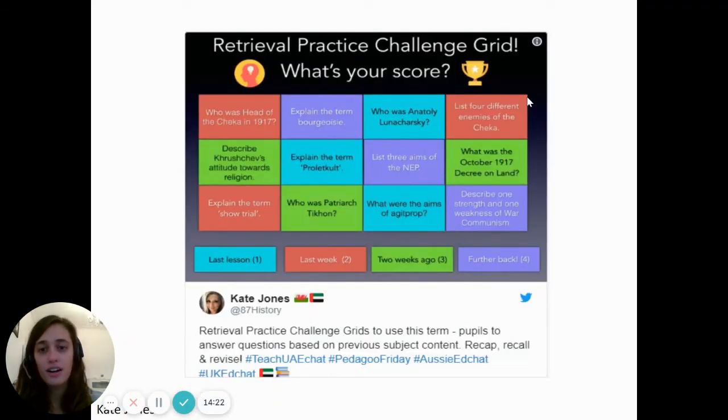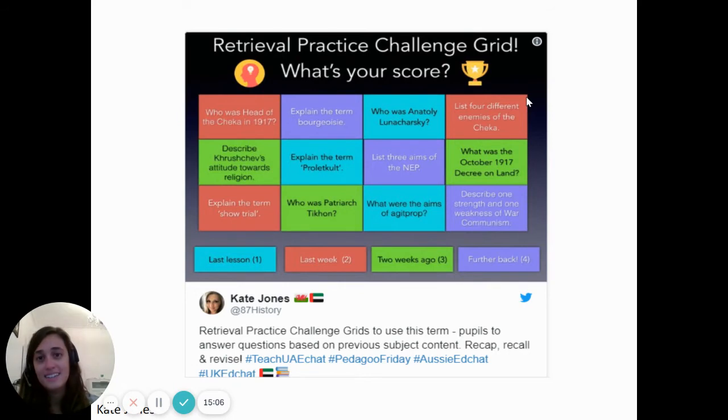And the other one that I wanted to show, Kate Jones, she usually uses a PowerPoint with a projector, but you can also do that on a piece of paper. It's a challenge grid. So she has all those questions about different topics and they are color-coded. And depending on how far back in the semester or the term or the year that topic was taught, the more points the students get if they get the answer correctly. So for example, here, the questions in blue are worth 1 point because they were covered last lesson. Questions in red are worth 2 points because it was something taught 2 weeks ago. And then green is 3, and then purple is 4.